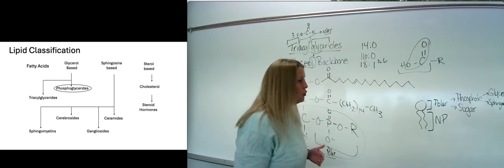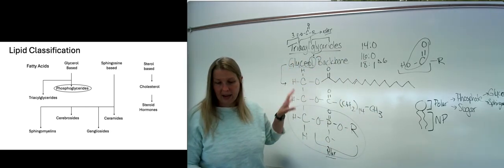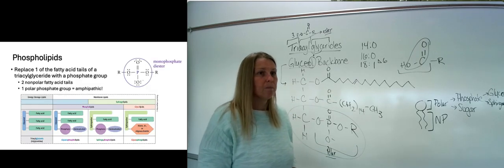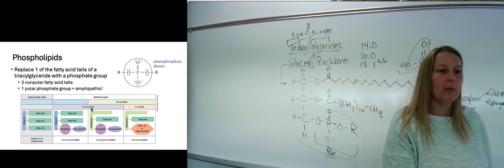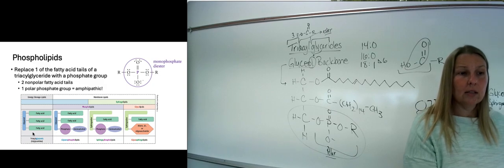So again, if you know the structure of how to draw fatty acids, you know how to draw a triacylglyceride, and now you also know how to draw a phosphoglyceride, okay? So again, this is just from your book. It shows you the little diagram that they have to show how these are related. So again, here's our 3 fatty acid tails, okay?